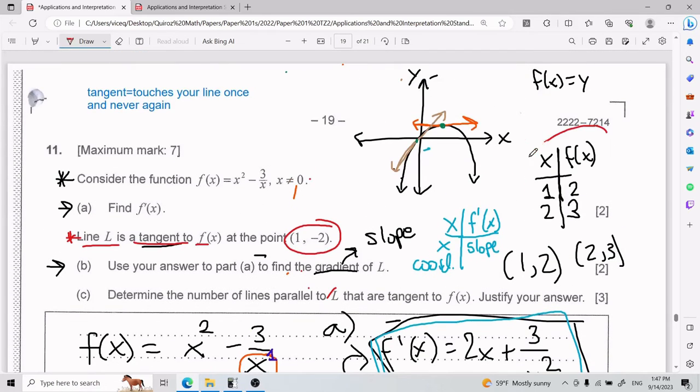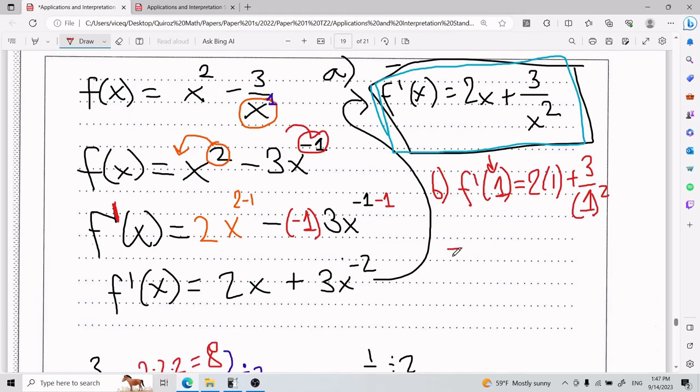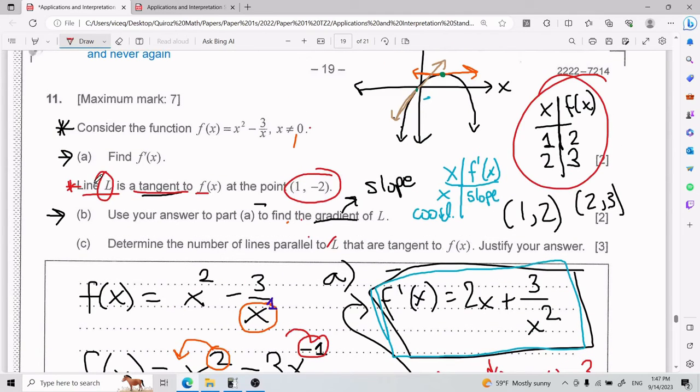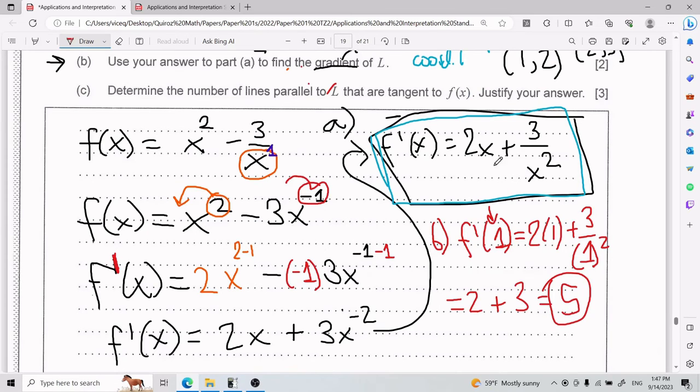What I used to ask before is, when my x value is 1, what is my y value? Now that I did the derivative, when I plug in 1 here, I am asking, when my x value is 1, what is my slope? So when my x value is 1, my slope is 2 times 1 plus 3 divided by 1 squared, which is the same as 2 plus 3, which is the same as 5. So the gradient of L is 5, period. That is part B.